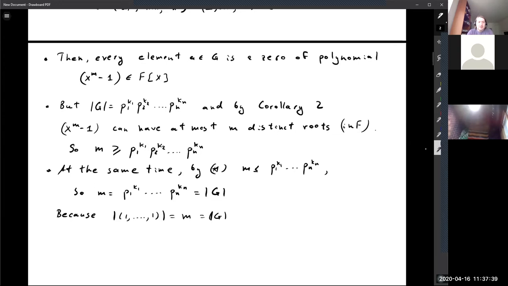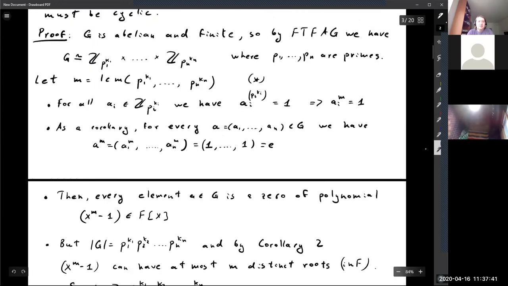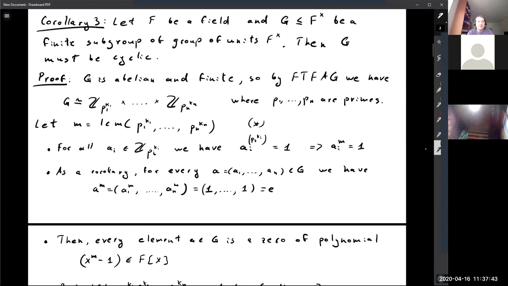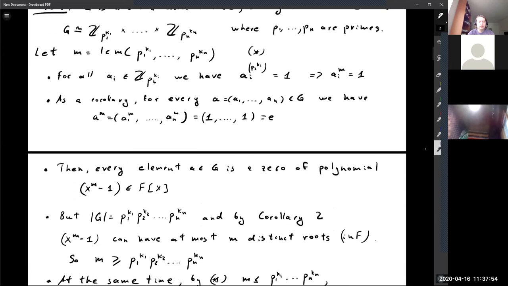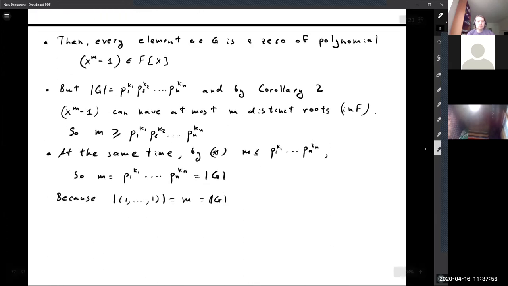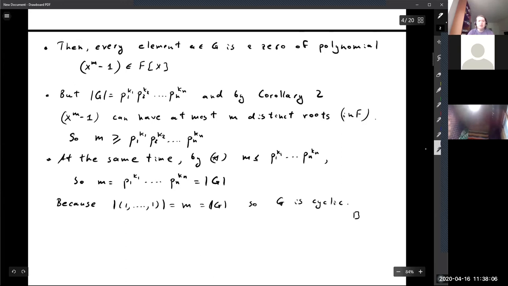So in fact, what we just proved is that the number of factors in this product of cyclic groups cannot be more than one. So G is cyclic. Okay. So any questions about this theorem?